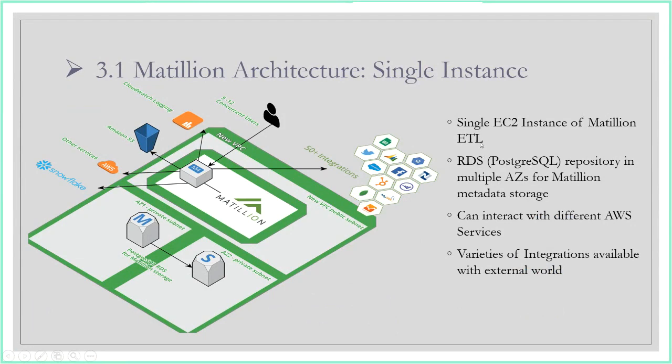So it is in kind of a single EC2 machine of Matillion ETL, right? So it uses the RDS database to store its internal metadata, and it can connect with different AWS services, right? And varieties of integrations are available here. When I say integrations are available, those are just components which are available within Matillion. Okay, clear?